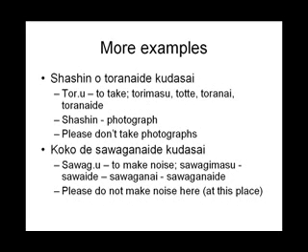Let us look at another example. Koko de sawaganaide kudasai. Koko de means in this place or here. The verb is sawagu. It's a group 1 verb meaning to make noise. Sawagimasu is the masu form and sawaide is the te form. Since sawagu is a group 1 verb, sawaganai will be the nai form. Sawaganaide will be the te form of sawaganai. Please do not make noise here or at this place is the meaning of this request.